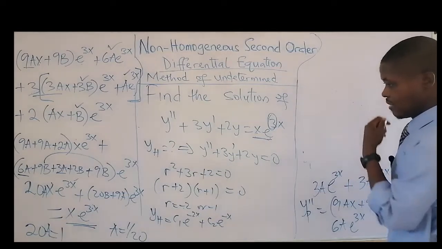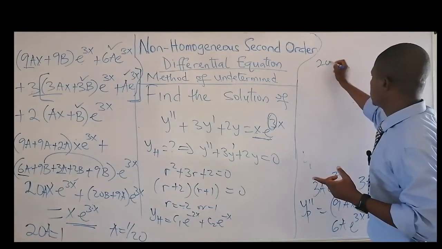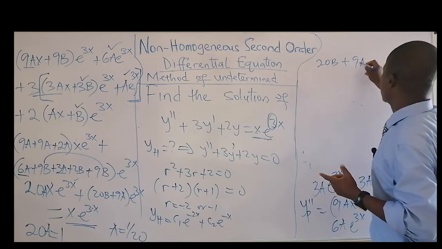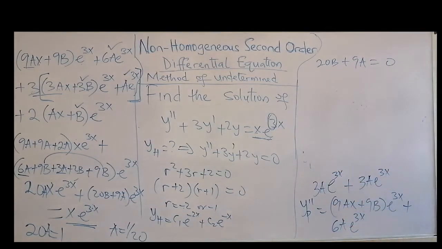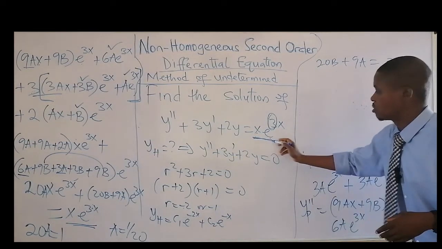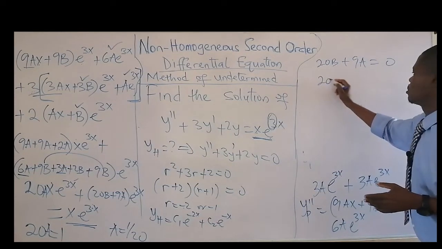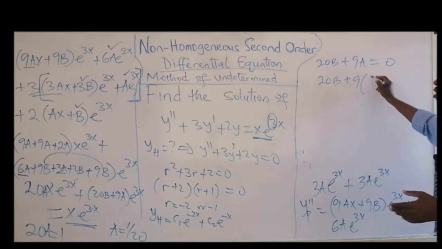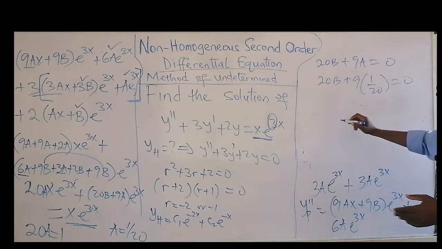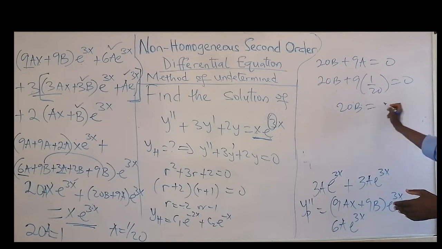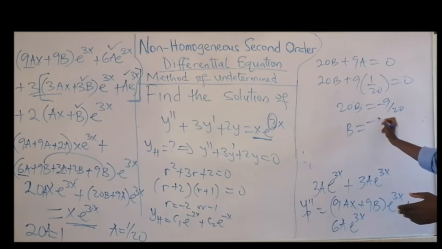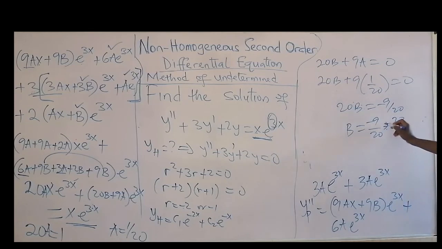For the other one, we're going to have 20b plus 9a equal to 0, because we don't have that term on the other side except for this one. So 20b plus 9 times a, which is 1 over 20, equals 0. Then 20b equals minus 9 over 20, so b is equal to minus 9 over 20 divided by 20, that is minus 9 over 400.